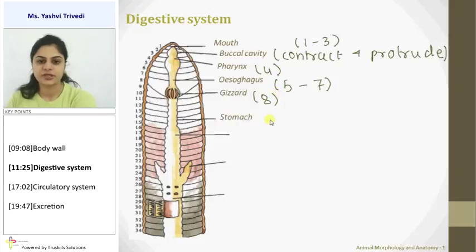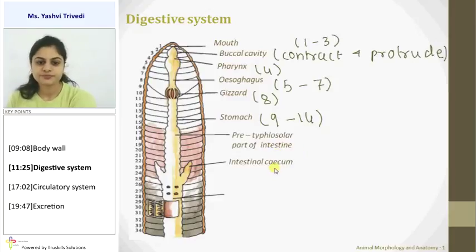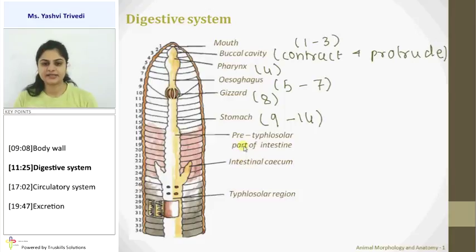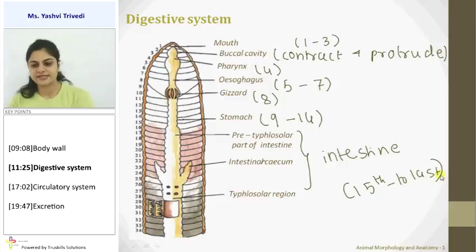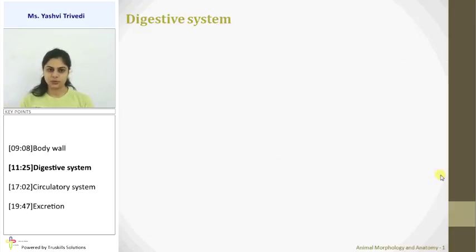Gizzard opens up into the stomach, which extends from the 9th to the 14th segment, and then it opens into the intestine. This entire area is the intestinal area, and that starts from the 15th segment to the last segment of the body. So this is the structure of the digestive system. Now let us see how they work.